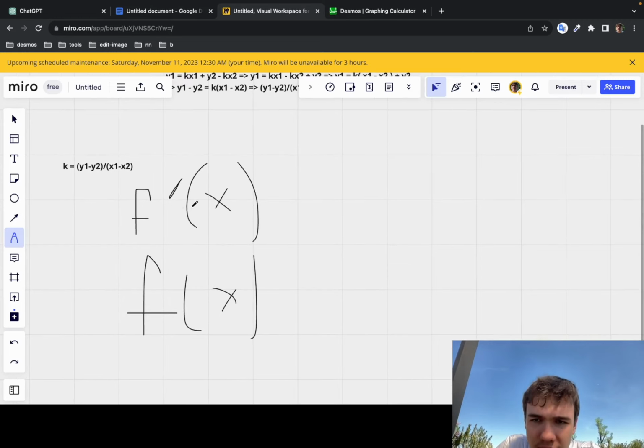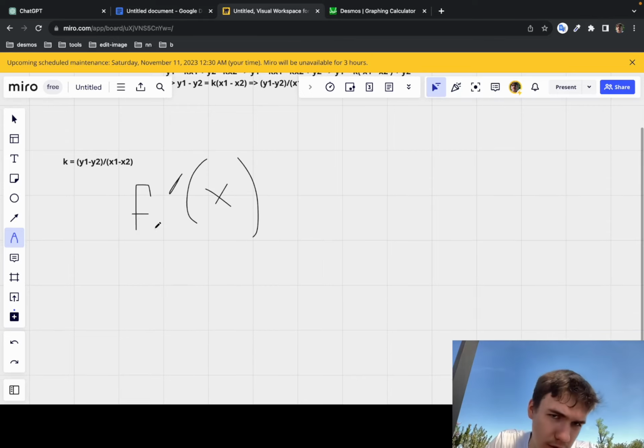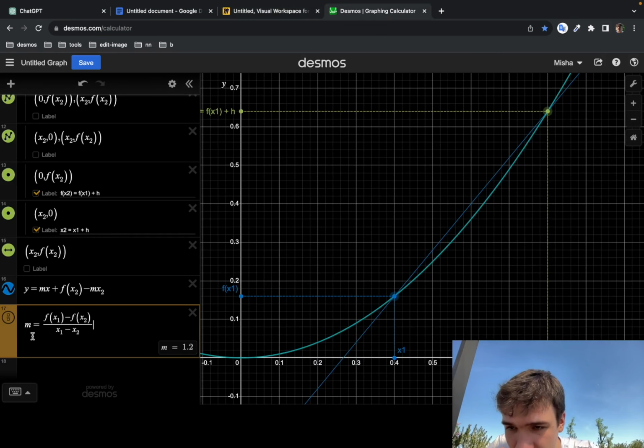So f of x, f dash of x. We actually don't need this f of x, we are talking about the derivative right now. So again, what is the derivative? The derivative is the slope. Basically this f dash of x is the slope of our tangent line. This is basically this m, or k, whatever. So now we can understand how it works.